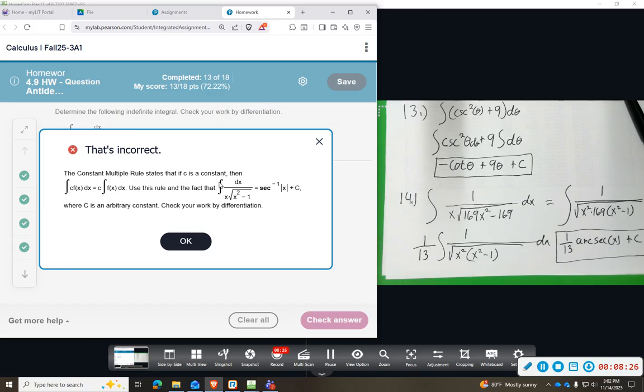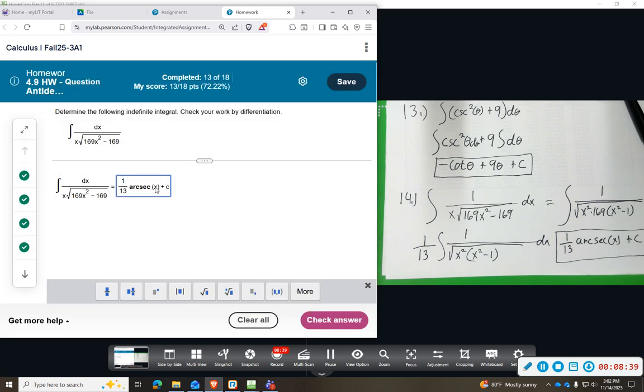So they're telling you constant multiple, use the definition and rule, the fact that this is equal to secant inverse. Maybe I just need to do the absolute value. I didn't put the absolute value right here. That will make a difference.